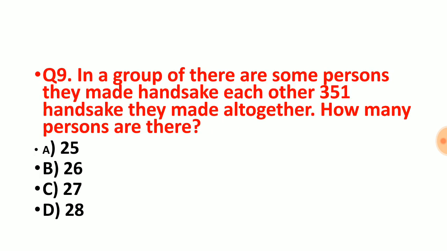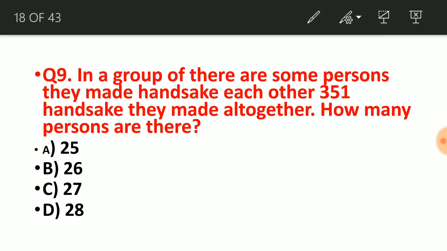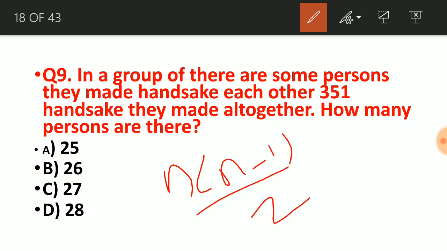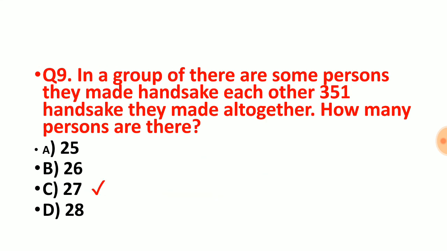Now question number 9. In a group there are some persons, they made handshakes with each other, and 351 handshakes were made altogether. How many persons are there? Our formula is n times n minus 1, divided by 2. If I take 25 into 24 divided by 2, that will not give us 351. If I write here 27, and then 27 into 26 divided by 2, that will give me 351. So 27 persons must be there. If they do handshakes, then the total handshakes will be 351.